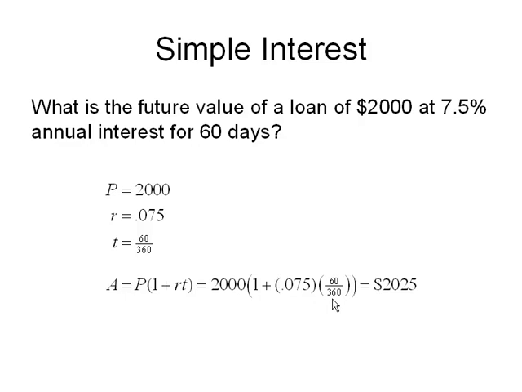When I put that into my calculator, I get $2,025. So that's the total amount that would be paid back. That means 25 of it must have been the interest.